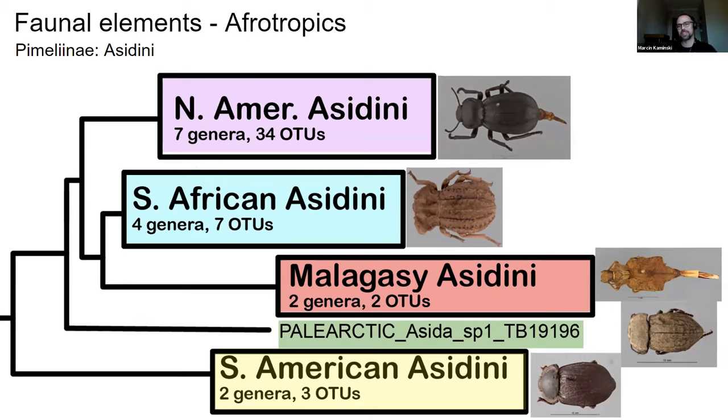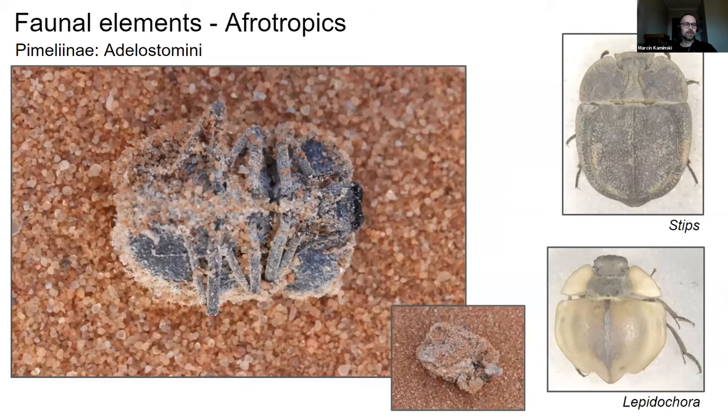So this is pretty interesting and pretty cool for investigation. Another very characteristic element of afrotropical fauna are the genera Stips and Lepidophora. Those are highly psammophilous beetles belonging to the Pan-African tribe Adelostomini, of which only a few elements reach southern Spain and, in general, the Mediterranean area.